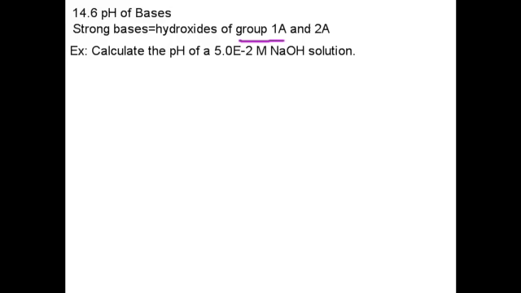So we ask ourselves, what's in the solution? Well, we have 5.0 times 10 to the negative second molar base, and it's a strong base, so it's going to separate totally into ions. So we have 5 times 10 to the negative second molar hydroxide from that, and we have 10 to the negative 7th molar hydroxide from my water. So clearly that one's not going to be very important, and so my main source is the sodium hydroxide.